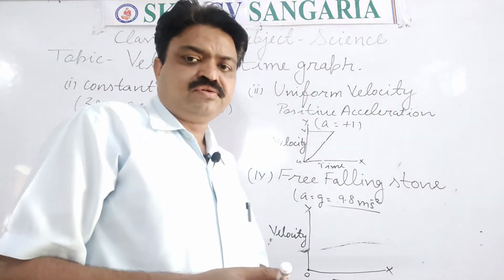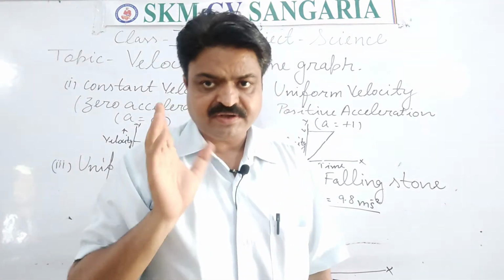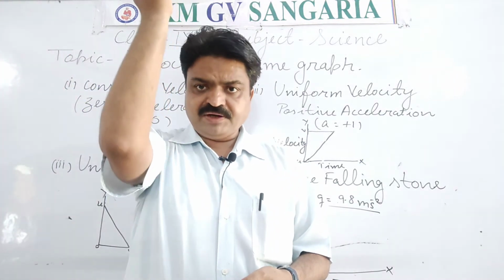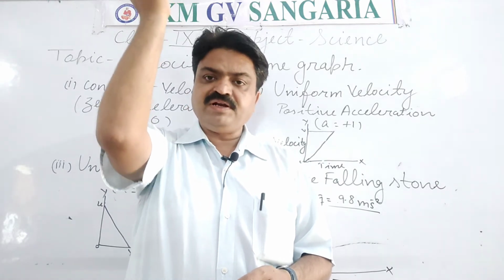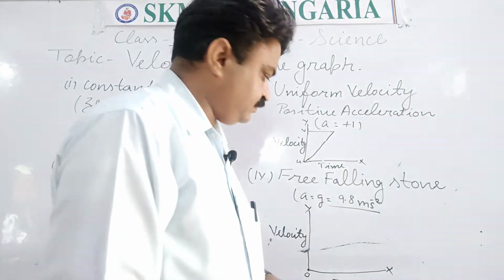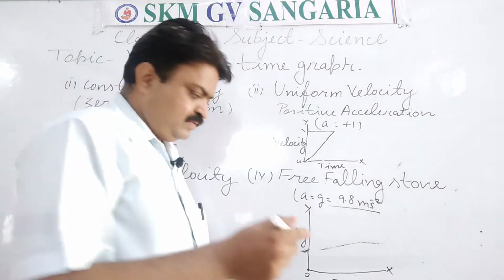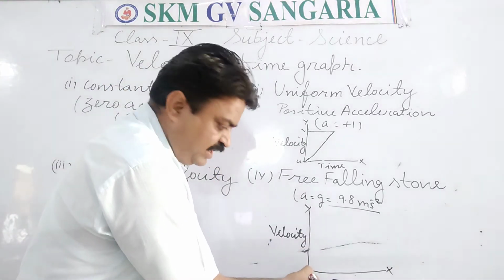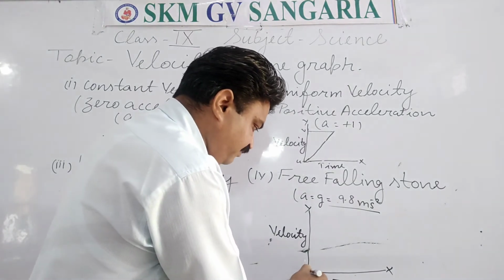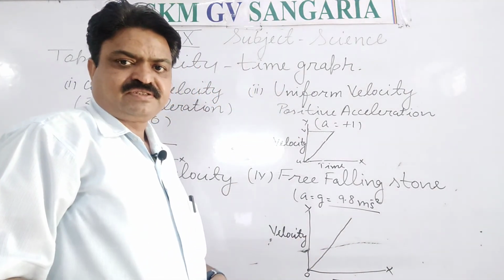So students, when we throw the stone in the upward direction like this, the stone moves up, and at a particular height it stops or comes to rest, and due to that rest its initial velocity becomes 0. That's why the graph will start from 0, and the graph we will get will be a straight line like this. This type of graph we will get.